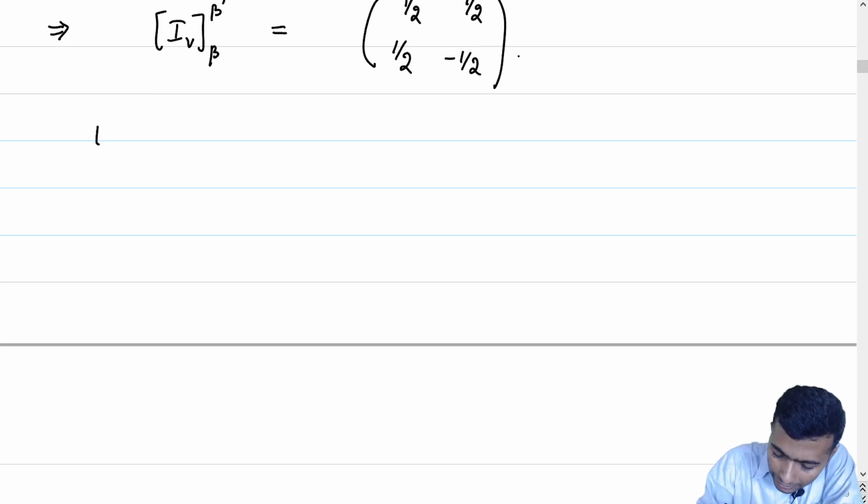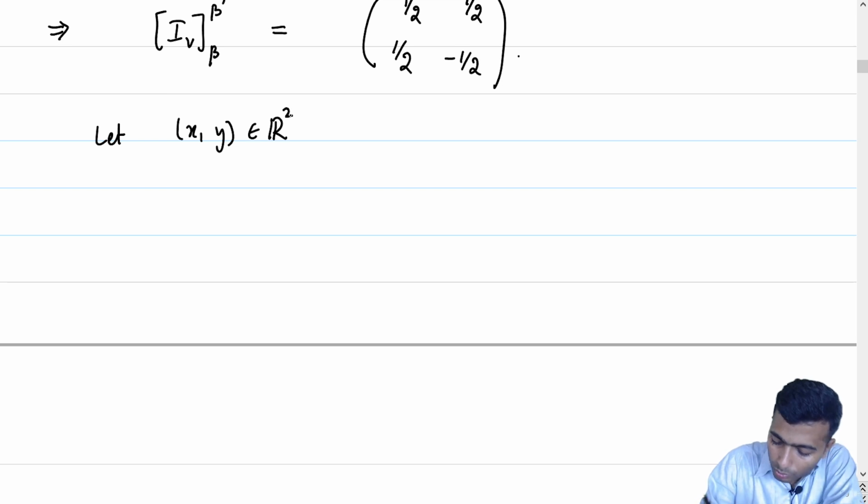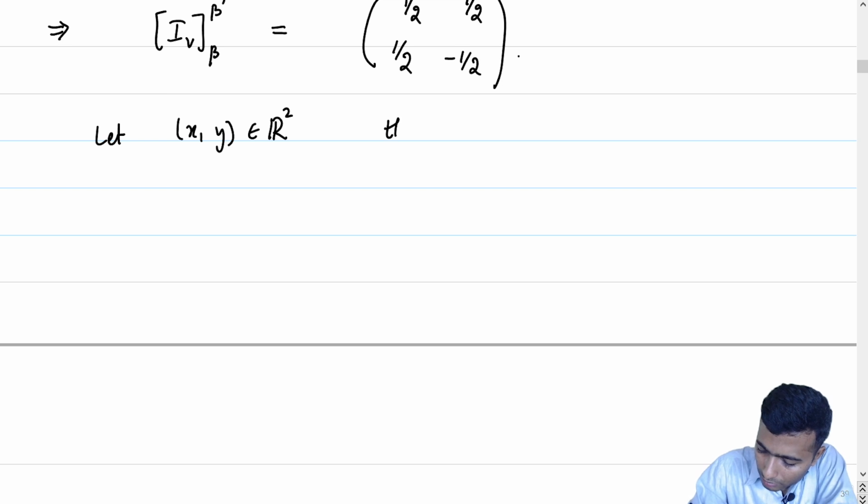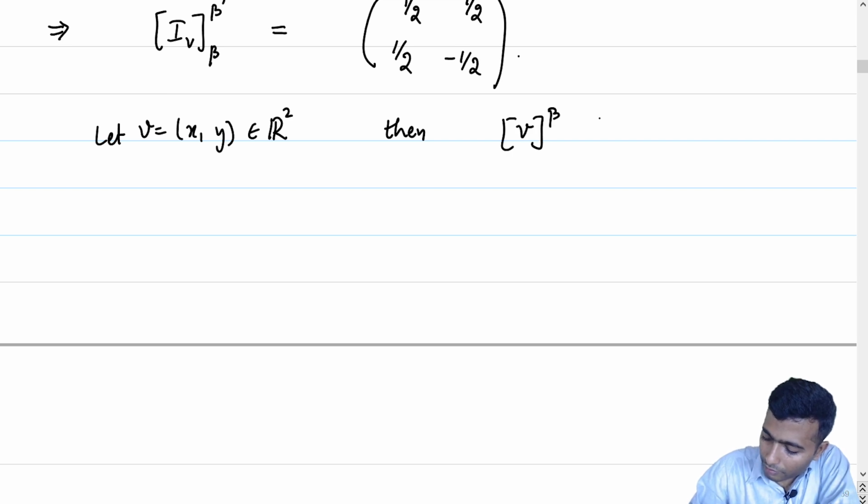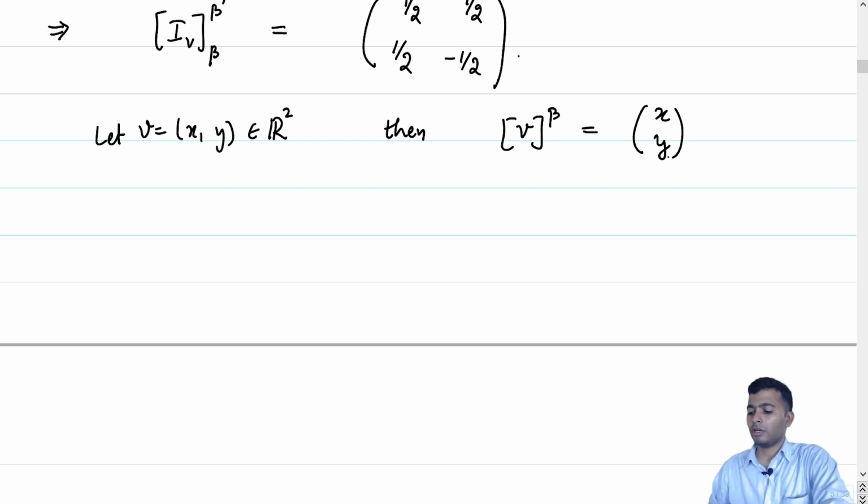So, let (x, y) be some vector in say R2. Then there is no confusion on what V beta is. V beta, by the very definition, is (x, y). This is after all x times e1 plus y times e2.